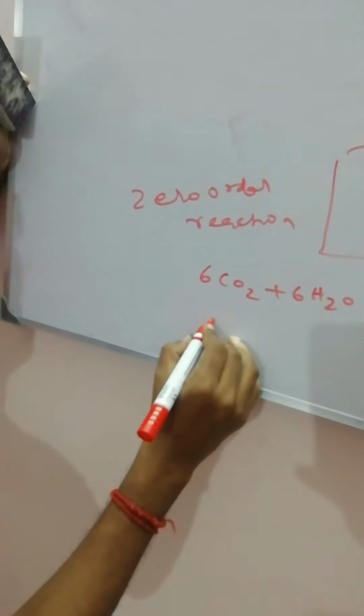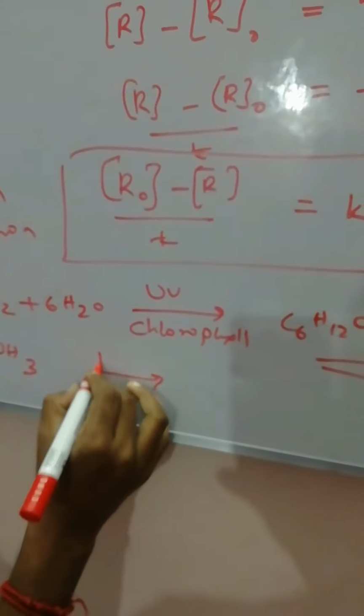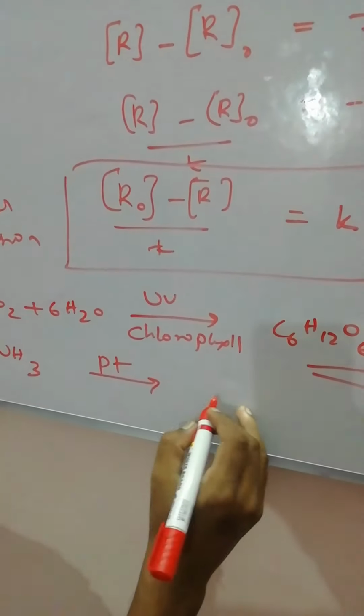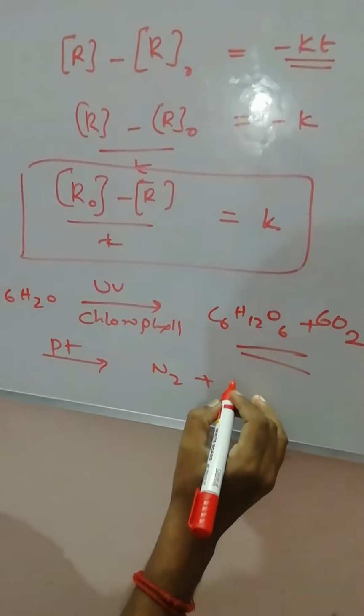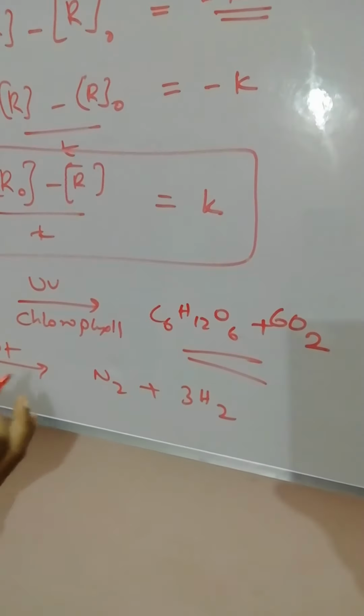Next one is the decomposition of ammonia. Ammonia decomposes in the presence of platinum to give N2 plus 3H2. This is a zero order reaction. It depends upon the catalyst.